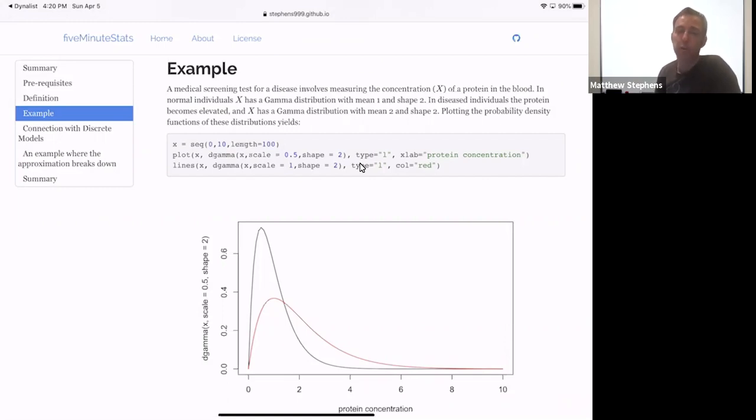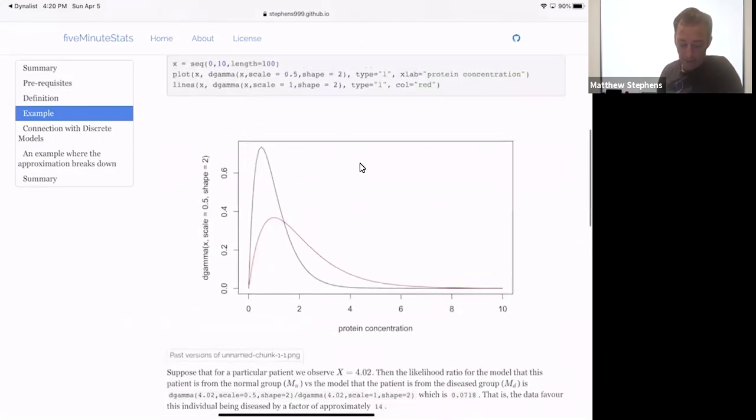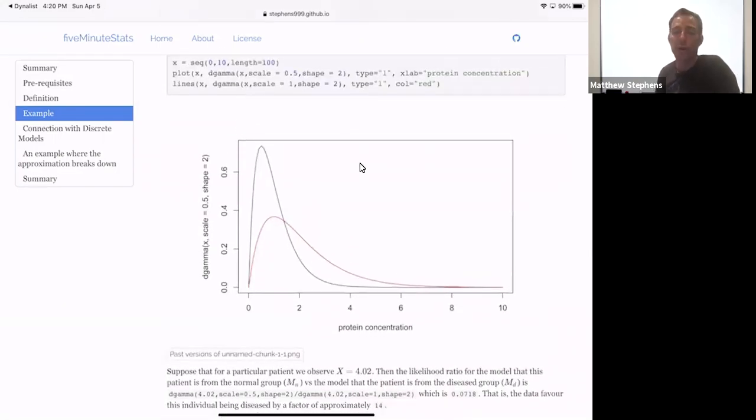So let's suppose that the observation that we have is 4.02. We observe 4.02 for a particular patient. What's the support from the data for being diseased versus not diseased? If you look at the graph, just around 4 on the x-axis, you can see that the red line is appreciably higher than the black line. And the intuition is that therefore the likelihood ratio is going to be in favor of the disease hypothesis.